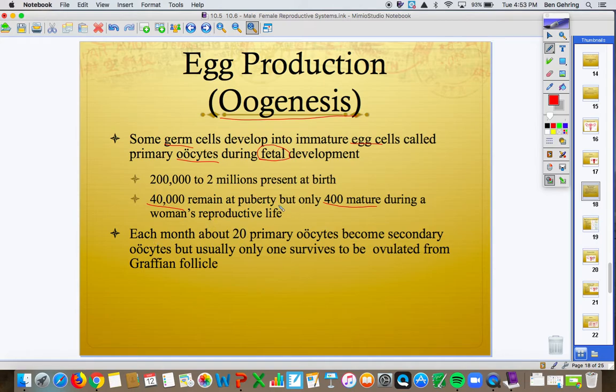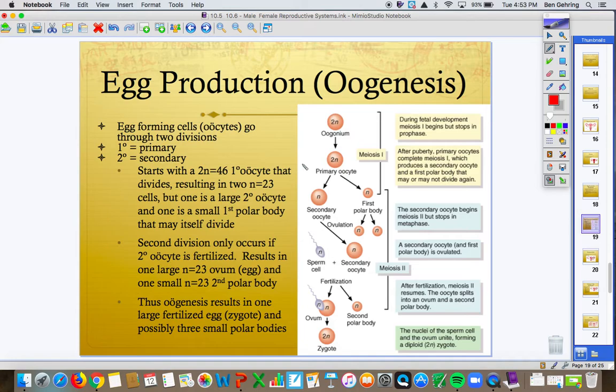Each month, roughly 20 primary oocytes become secondary oocytes, but only one of those will go on to be ovulated and pass through your body. So this is the process of oogenesis, going from an oocyte to potentially a zygote.